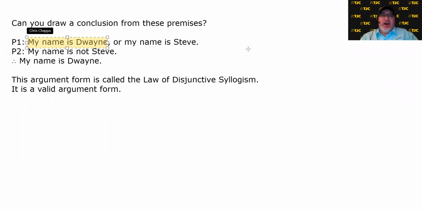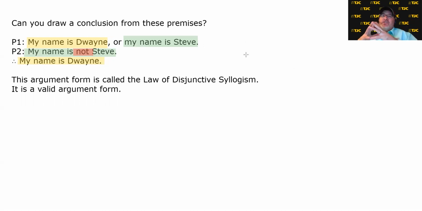But as I was saying, the first premise being a disjunction has a statement on both sides. The statement on the left is my name is Dwayne, and the statement on the right is my name is Steve. Now, what do you notice about the second premise? It almost matches one of those statements, except it's the negation. And what do you notice about the conclusion? It's one of those statements. And more specifically, it's the statement that we didn't negate in the second premise.